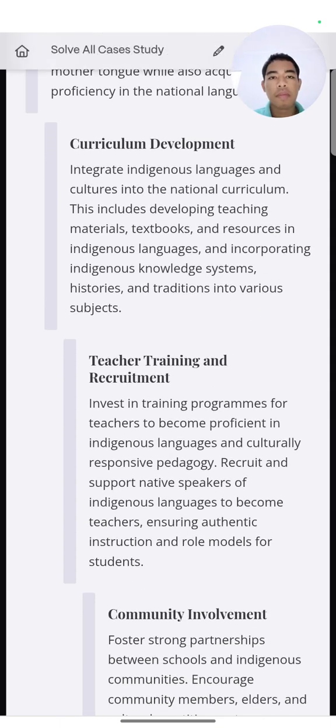Curriculum development. Integrate indigenous languages and cultures into the national curriculum. This includes developing teaching materials, textbooks, and research in indigenous languages, and incorporating indigenous knowledge systems, history, and tradition into various subjects.